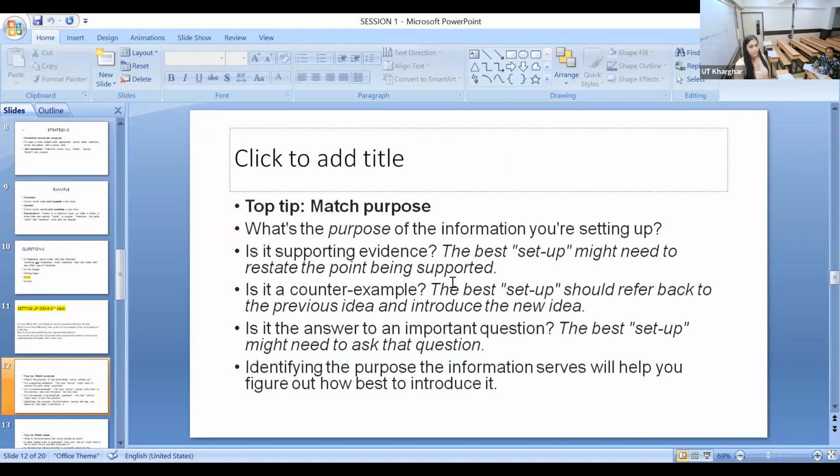So over here you can see purpose. Is it supporting evidence? Some things are just for support, not actual main points, so this we also need to identify. You are identifying, is it a counter example, in the sense that there was a previous idea.